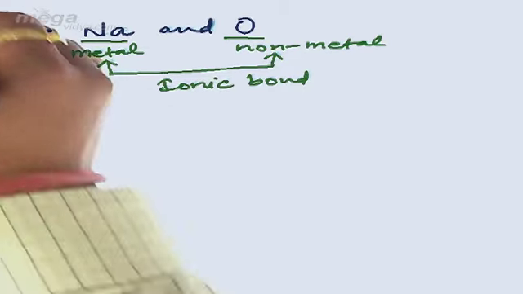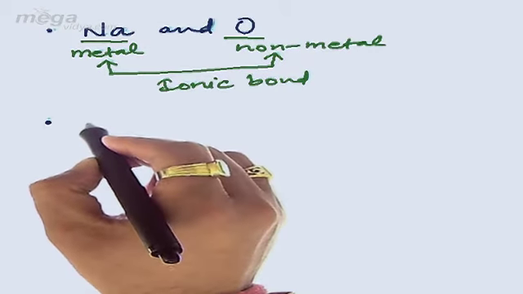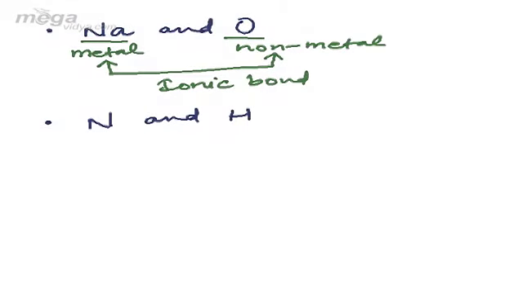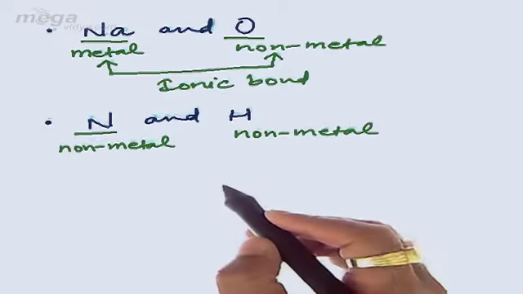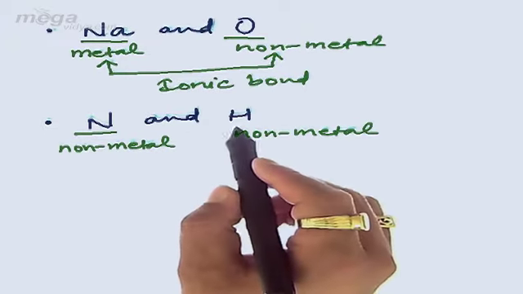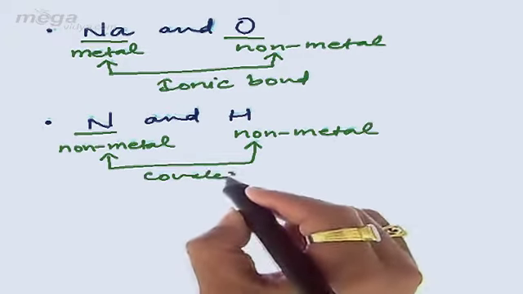Similarly, if I ask what type of bond is possible between nitrogen and hydrogen atom, then again without hesitation you will say covalent. Again, why? So let's see here. The question was the type of bond between nitrogen and hydrogen atom. Here nitrogen is a non-metal. Similarly, hydrogen is also a non-metal. Since both these atoms involved in the bonding are non-metals, the possible bond must be a covalent bond.